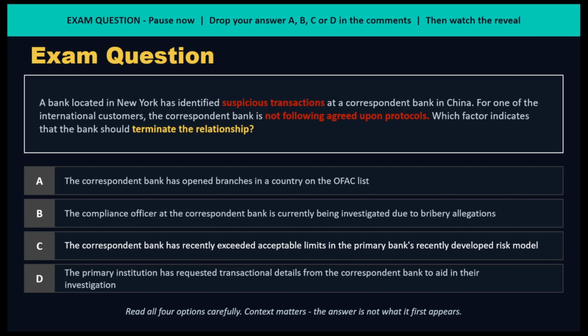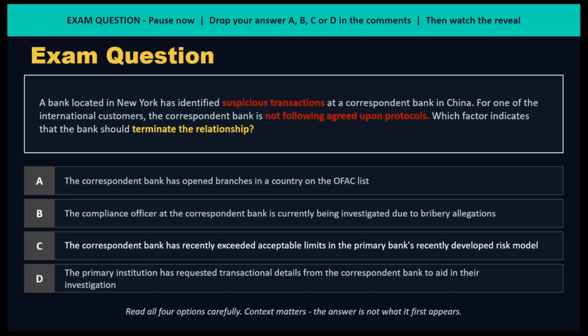Option A, the correspondent bank has opened branches in a country on the OFAC list. Option B, the compliance officer at the correspondent bank is currently being investigated due to bribery allegations. Option C, the correspondent bank has recently exceeded acceptable limits in the primary bank's recently developed risk model. Option D, the primary institution has requested transactional details from the correspondent bank to aid in their investigation.